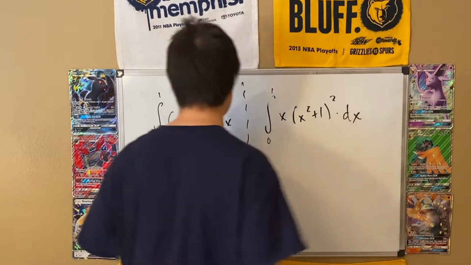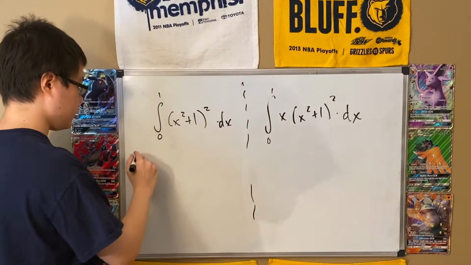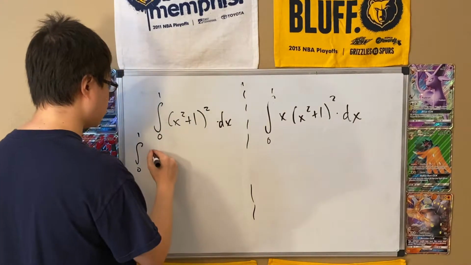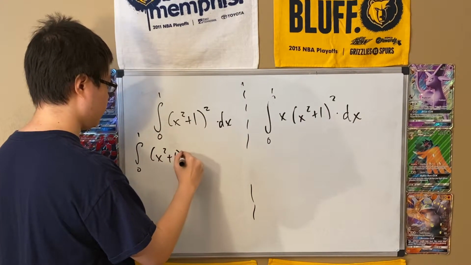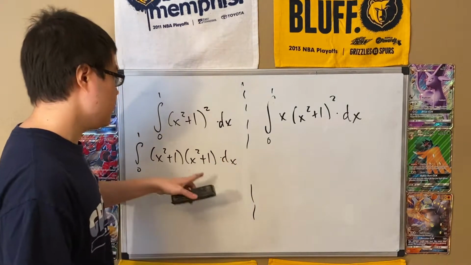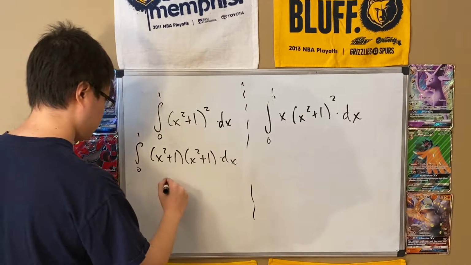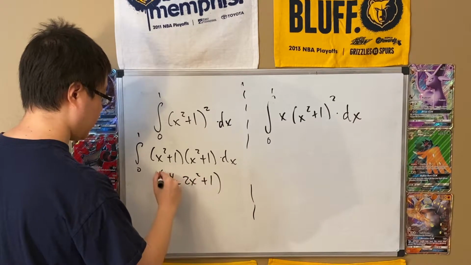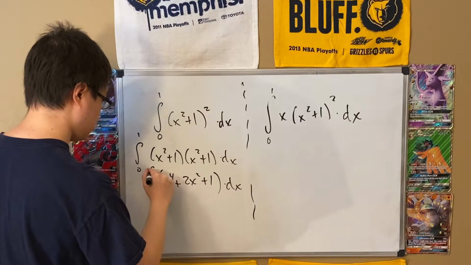So remember that not every single integral is U sub, unfortunately, even on the AB exam. So this is going to be the expand, where you just have to algebraically manipulate it before you do the integral. So I'm going to expand it using foiling. So it's going to be x to the 4th plus 2x squared plus 1. And now I can take this antiderivative.